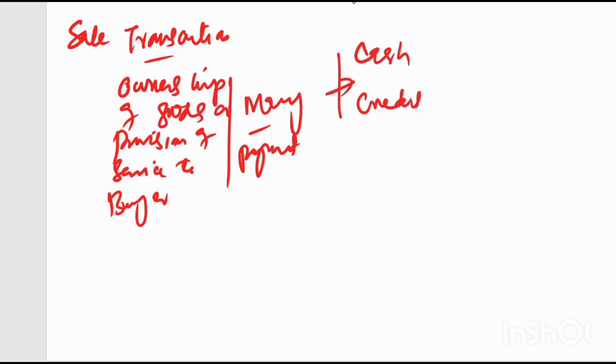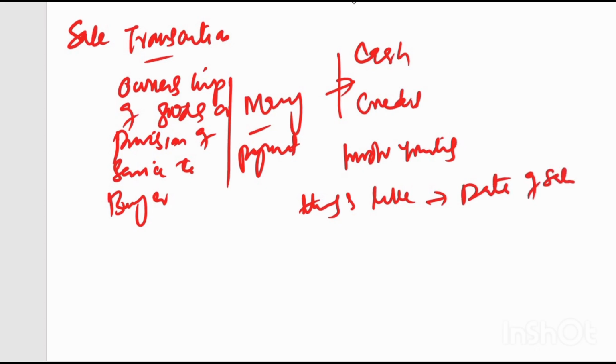So you have to record these transactions accurately, and it involves tracking things like the date of sale, the amount of the sale, the item that you sold, and customer detail. So this is all about sale. Now let's move on to another, and that is the purchase.